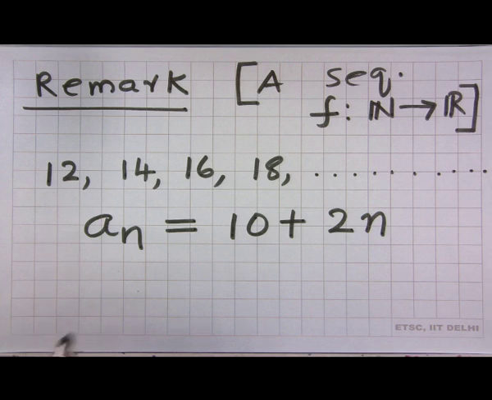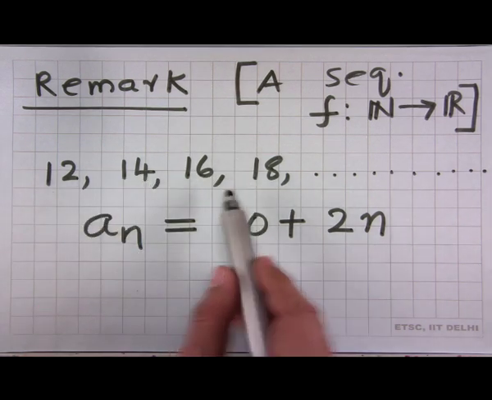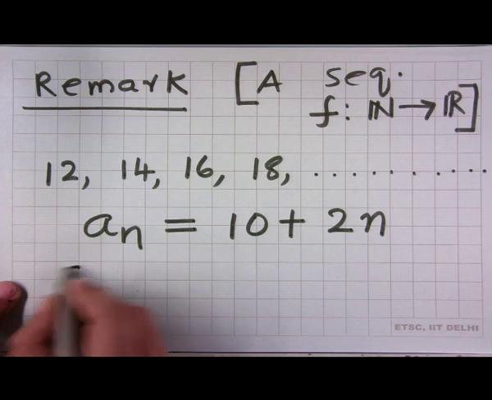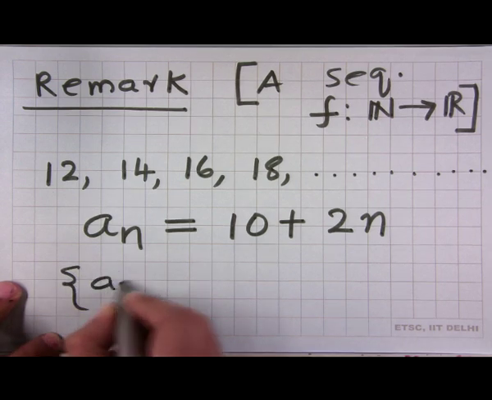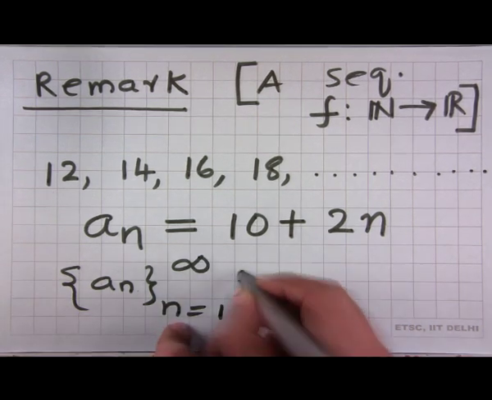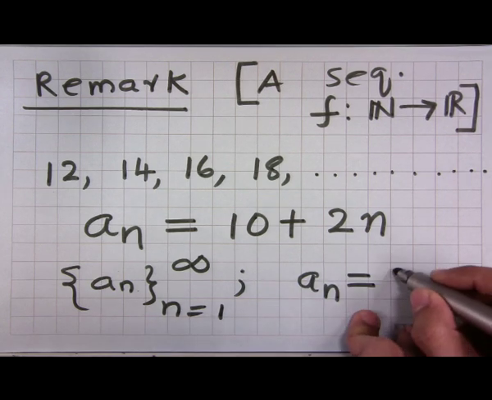So, the sequence 12, 14, 16, 18, etc. can be described as the sequence a_n, n equal to 1 to infinity, where a_n is expressed with the help of the rule.